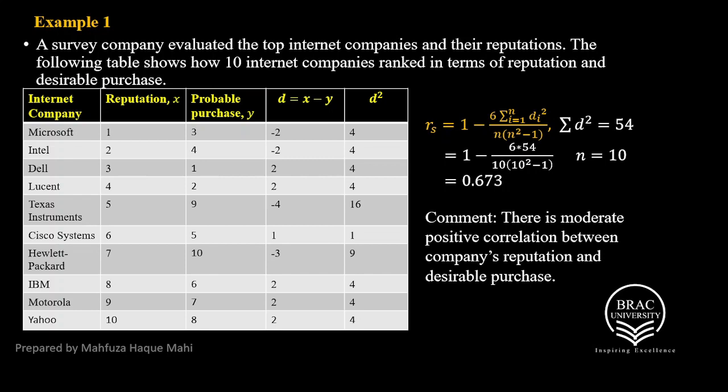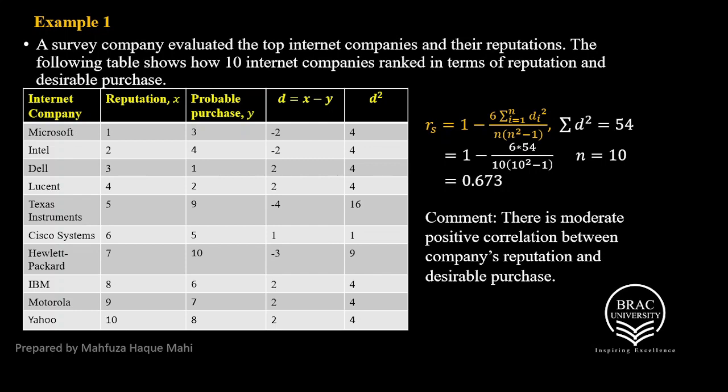You can see here an example. A survey company evaluated the top internet companies and their reputations. The following table shows how 10 internet companies ranked in terms of reputation and desirable purchase. You can see the first column is the names of internet companies, the second column is reputation, and the third column is probable purchase. Let us consider reputation as our x variable and probable purchase as our y variable.